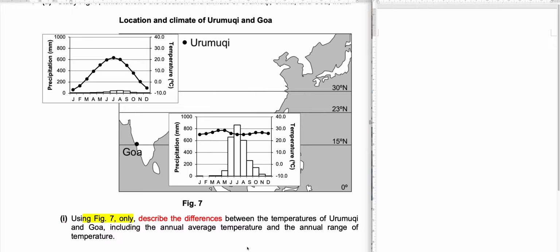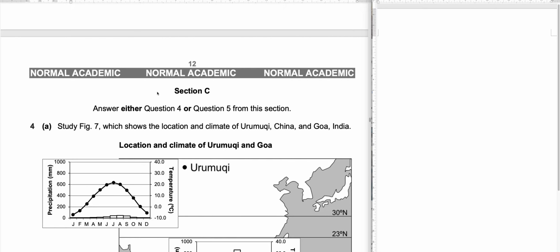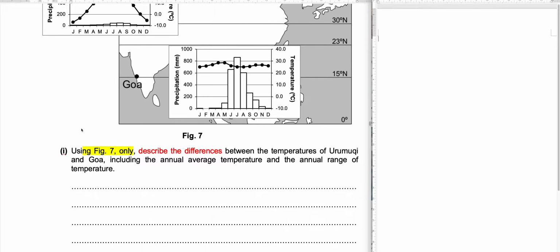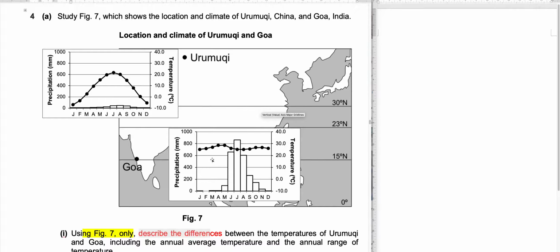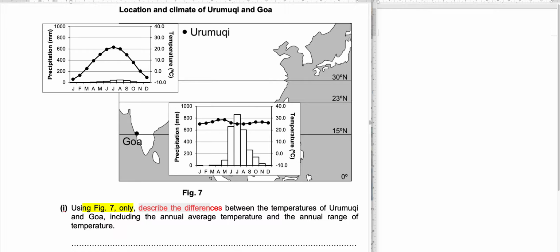Okay, we're looking at your prelims, question 4, section C, 4A, part 1. Okay, they want you to use figure 7 only to describe the differences. So you can only tell me what's different, you cannot tell me what's similar between the temperatures of Urumqi and Goa. Okay, so these two places, and you must talk about the annual average temperature, and you must also talk about the annual range of temperature.